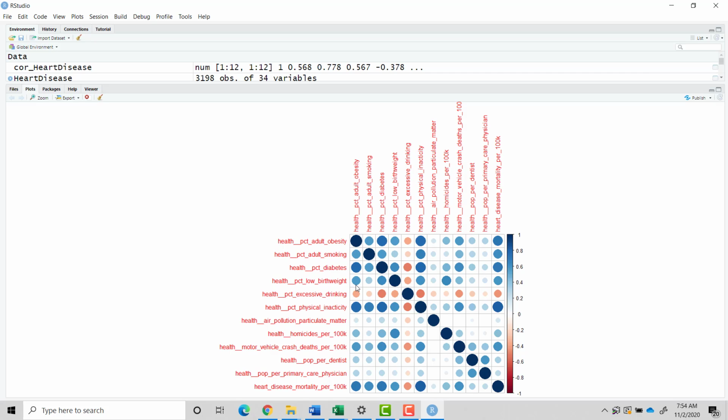And again, you can see these kinds of ideas. The heart disease mortality is positively correlated with everything except excess drinking, which is kind of a reddy-orange color. And you can see a lot of these health factors are correlated with one another. Things like diabetes and obesity are heavily correlated. Diabetes and smoking are heavily correlated. So again, this might be some issues with multicollinearity when we get to our regression.